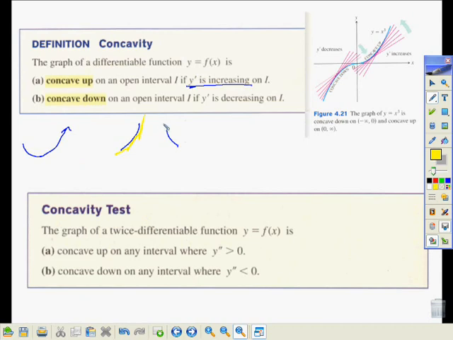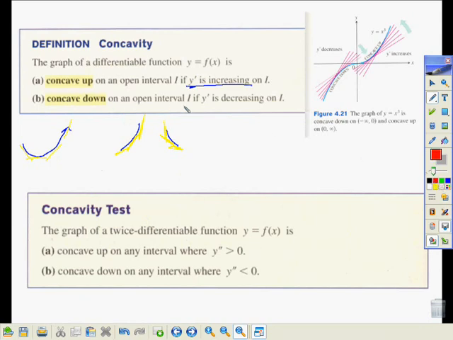Even with this one, I have a negative value, so even though it's getting less steep as we go, it would still be increasing because I'm going from a negative to kind of a less negative value. So as we move from left to right on this one, it's always increasing because I'm moving from negative to positive and then getting steeper. And so we say that these are all concave up.